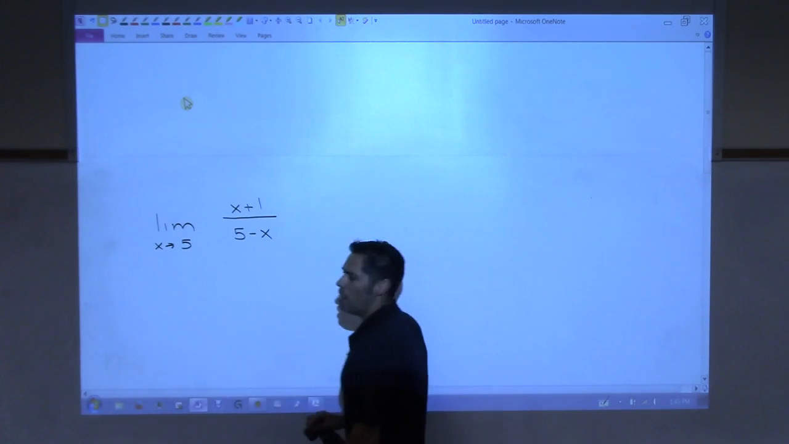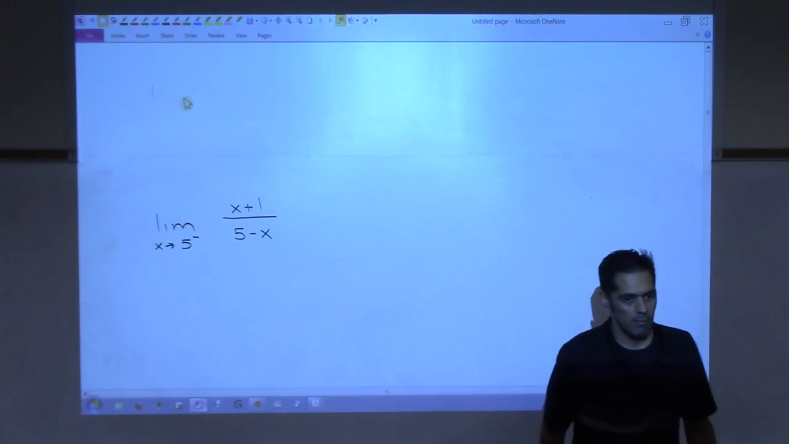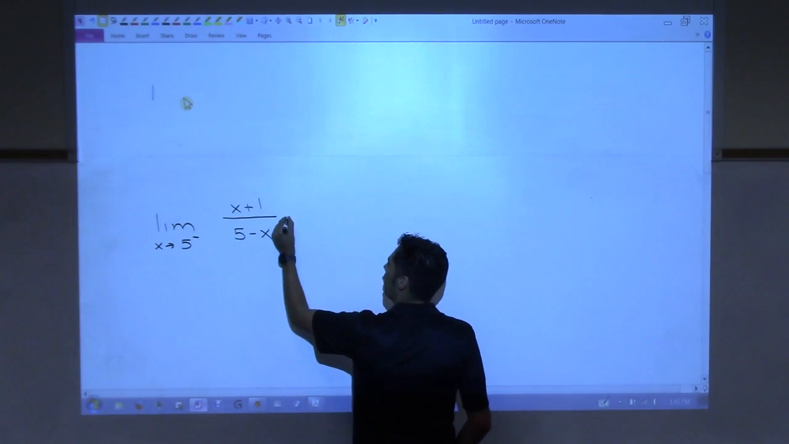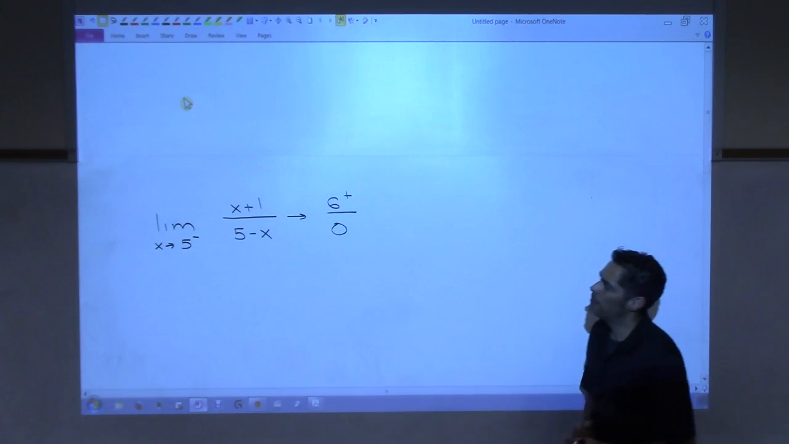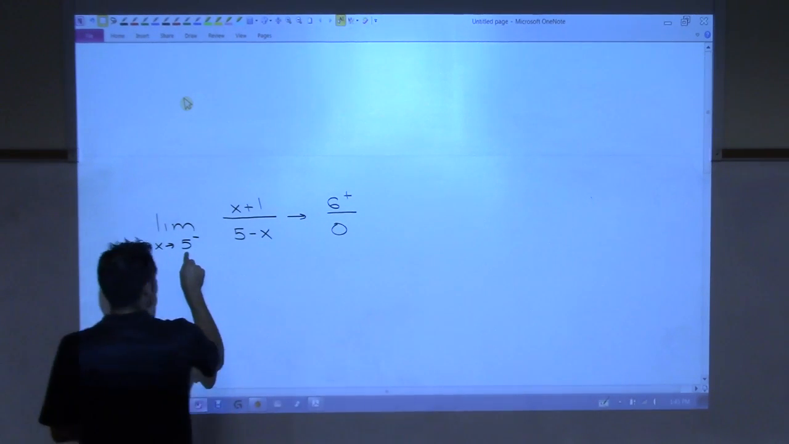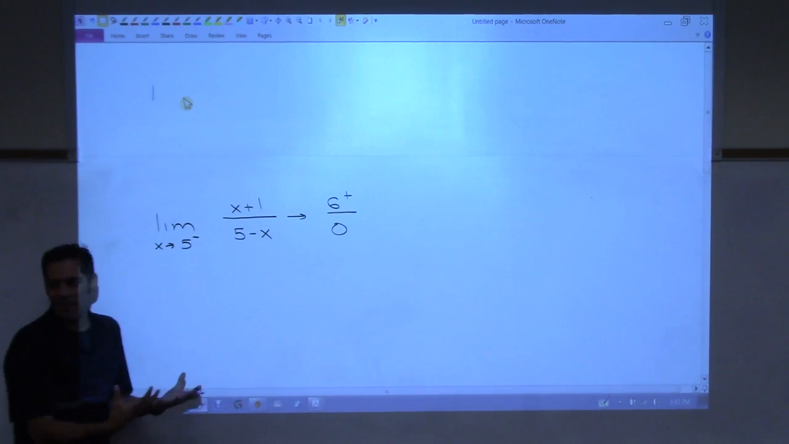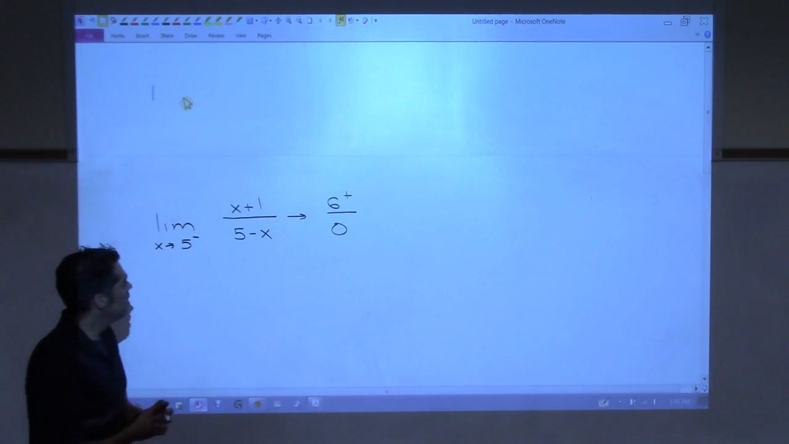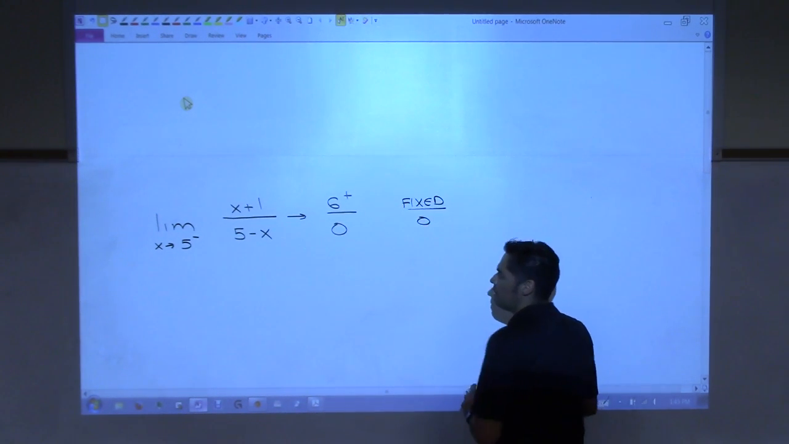All right, so same problem, other side. Let's come in from the left side. Is that going to change things? Probably, right? Everything's going to set up the same. We're still going to be headed to 6 over 0. I know that the top is going to be positive, as long as I'm close to 5. As long as I'm close to 5, adding 1 to it is still a positive number. So positive on top. I have 6 over 0. I've got a problem. I've got to go solve this, but I know there's only 3 answers.